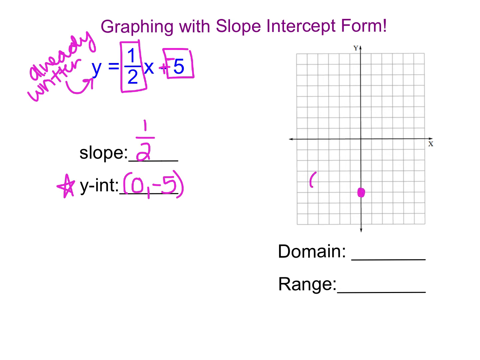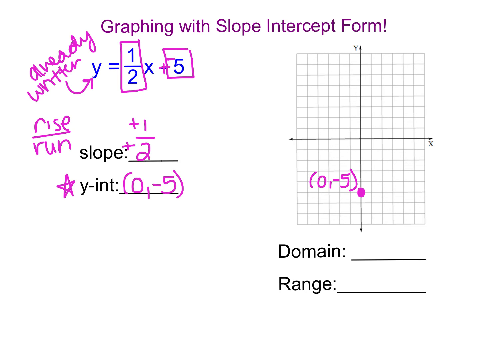So I can plot that point. X is 0, y is negative 5. Then from here, I need to plot additional points utilizing my slope. And remember, slope is my rise over run. So since these don't have symbols, that's implying that both of these are positive values.